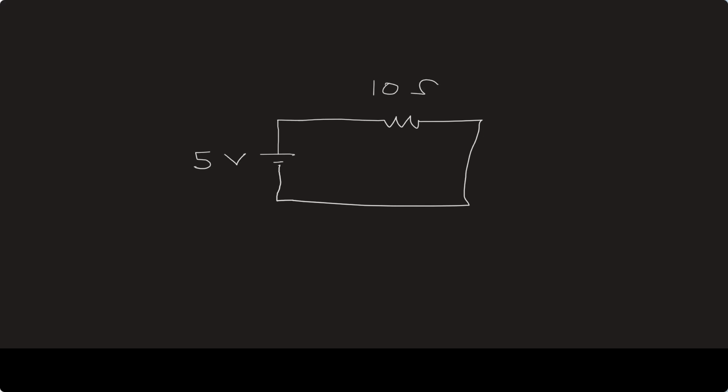And the unit for resistance is ohms. That's a Greek capital omega. And we want to find the current. So we're going to pick a direction for the current.